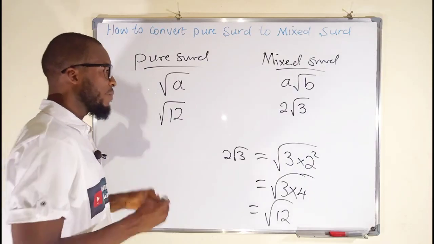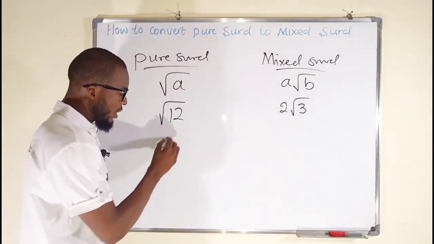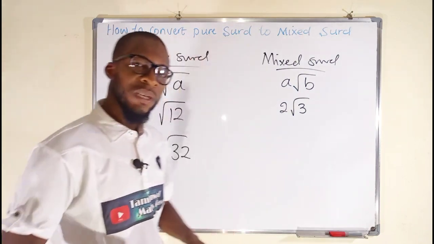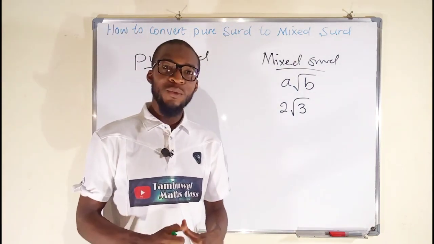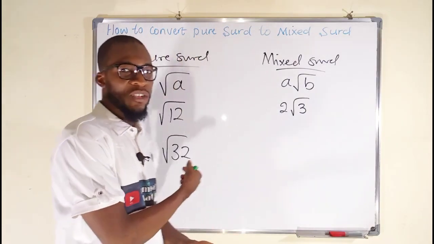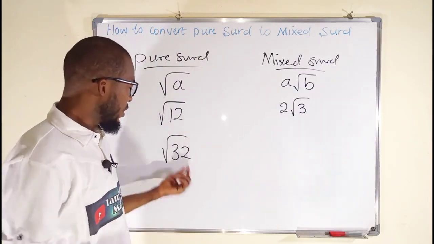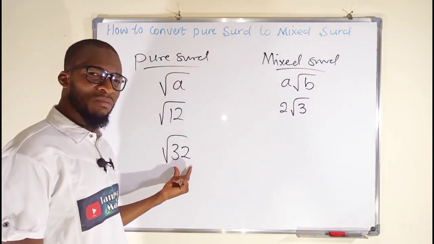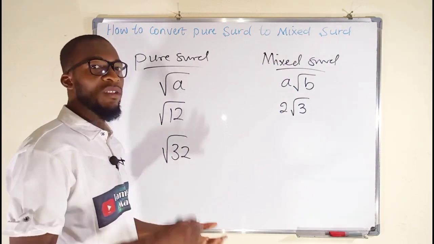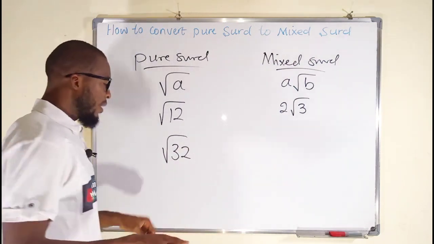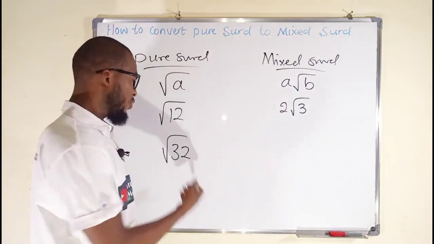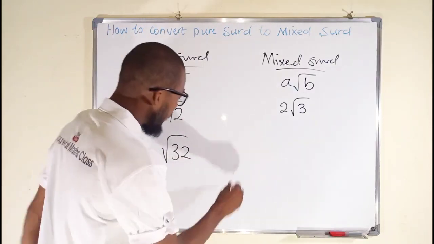Let us take another one. Suppose we want to take the square root of 32. This is why I said you have to take the greatest perfect square factor of that rational number under the square root. 4 can go into 32. It's a perfect square number. As well, 16 can go in there. So we have to take the greatest, which is 16. Because 16 times 2 will give us 32. But 4 times 8 is also 32. So we have to take the greatest.